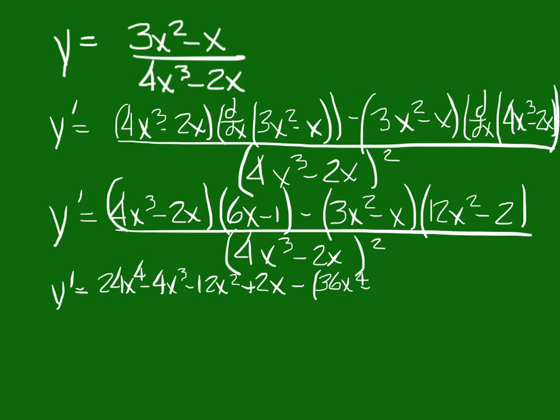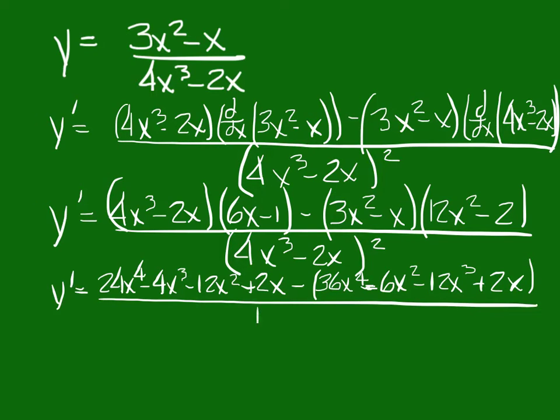minus, that's a strange place to put the minus sign, but minus 6x squared minus 12x to the third minus 2x, or actually plus 2x. There we go. And all of that is inside of parentheses. Again, the bottom is going to stay the same.